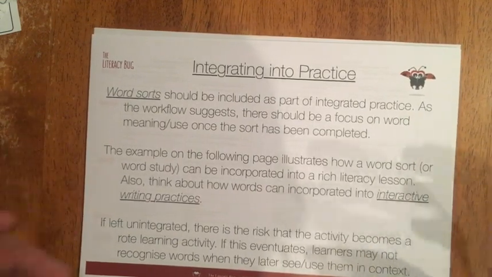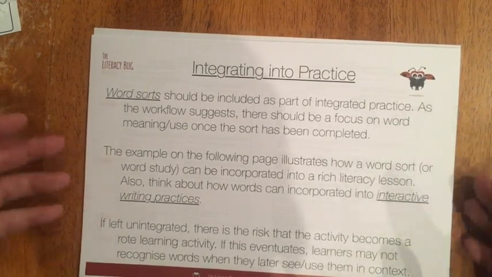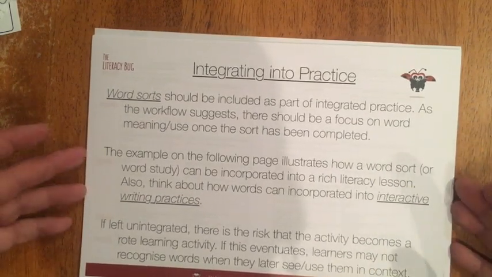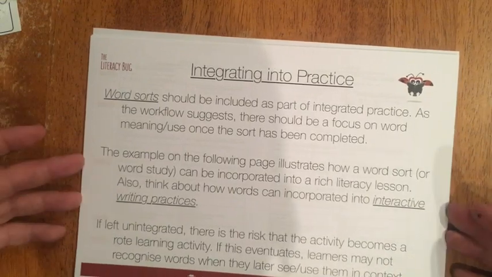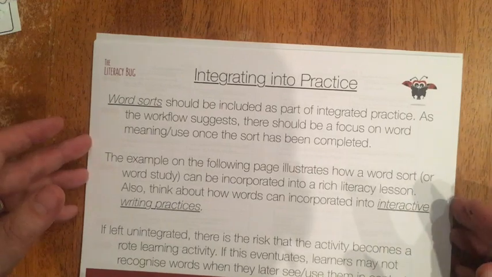So if we don't integrate it, it just becomes a rote activity, and the child doesn't see that connection between what I'm studying with what I'm being asked to do later on, which is to read and to write. So another integrated activity is to do a word hunt.